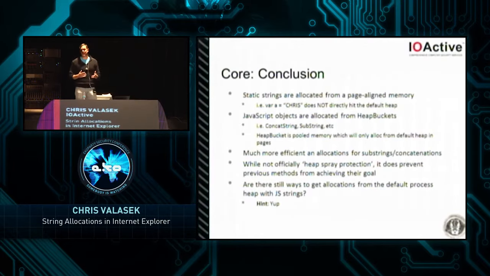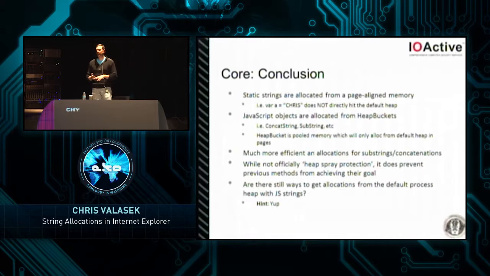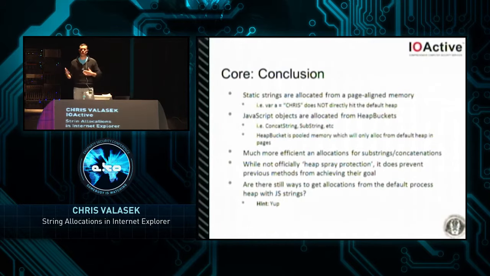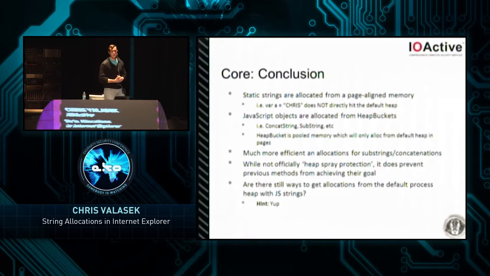And this is really where my research could have stopped, because I just wanted to figure this out. I don't think it was actually heap spray protection. While it did protect from heap sprays, I think that Microsoft just re-architected how they did string allocations in JavaScript. And it's actually much more efficient, memory efficient, to update pointers and create objects than it is to be constantly allocating memory.